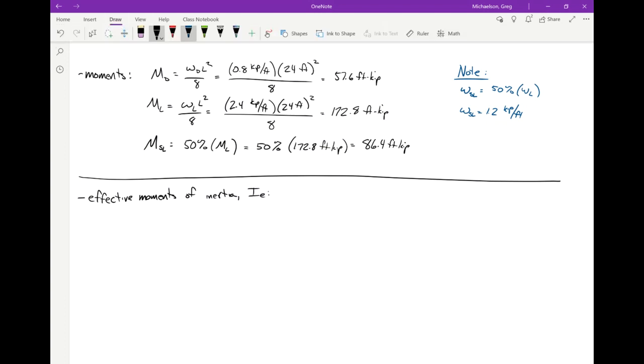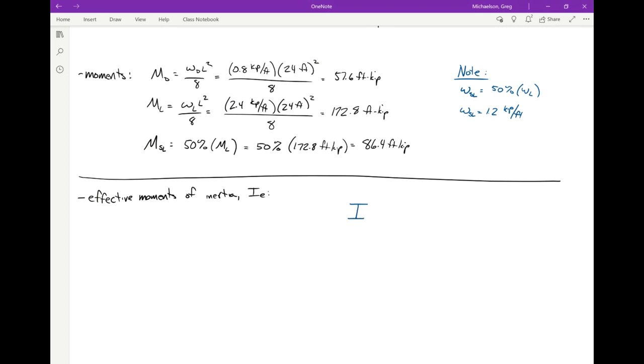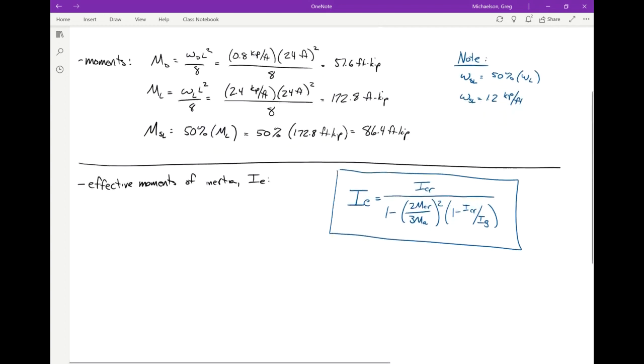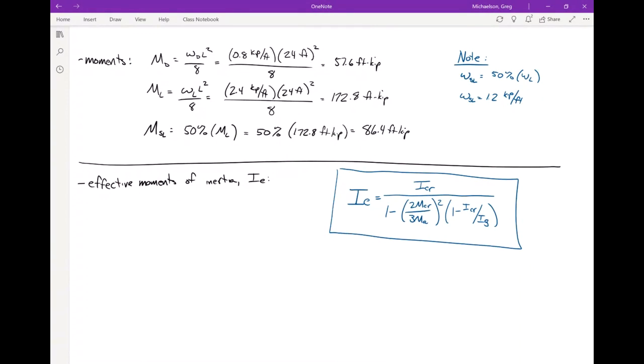Okay, now let me write down the formula over here on the right to make sure that we're comfortable with this. So Ie is 1 on the bottom, 1 minus (2/3) (Mcr/Ma) squared, times (1 minus Icr over Ig), and then all under Icr. Okay, just to make sure we all have that reference. So in order to compute an Ie value, you need 4 quantities: a gross moment of inertia, a cracked moment of inertia, a cracking moment, and an applied moment.